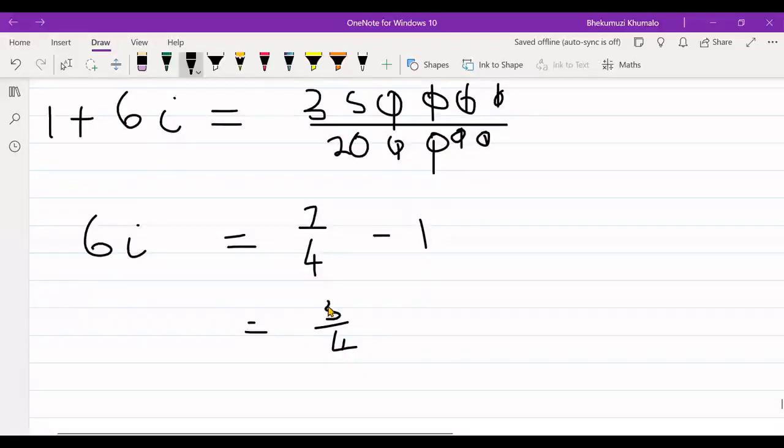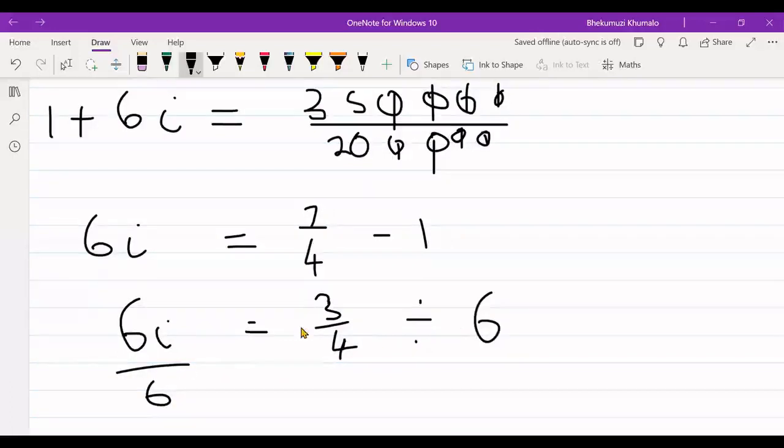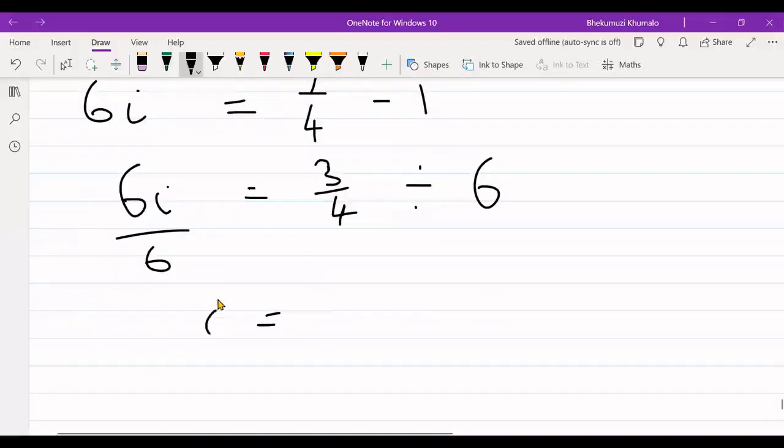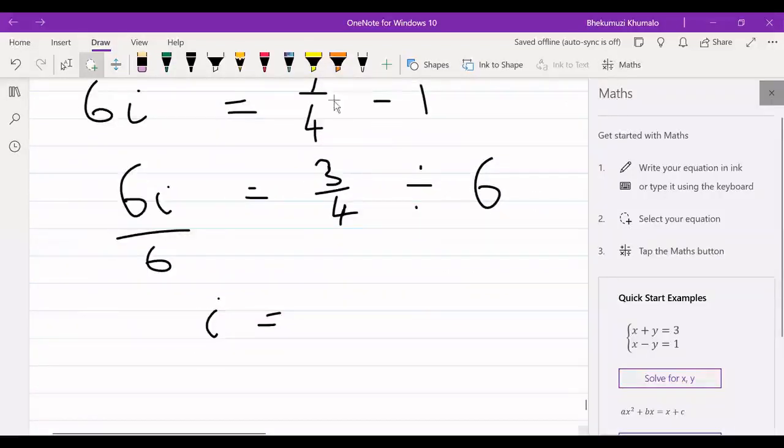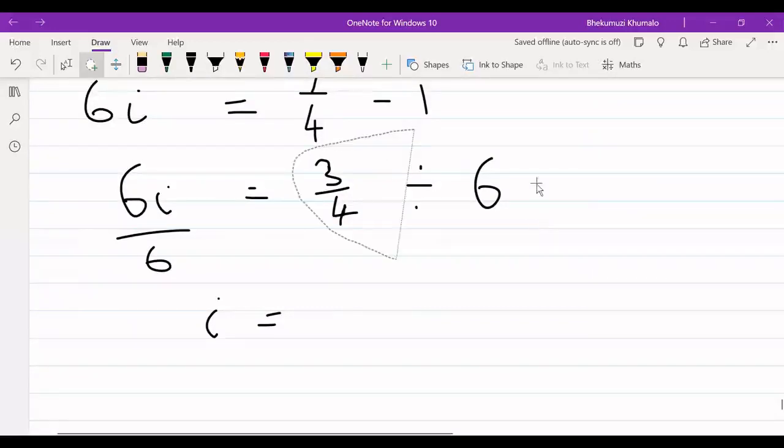All right. And then that's 6I, so we divide this by 6. And so our I would become what? So what is our I? I've simplified it to the furthest point. Now I'm just a bit tired, but yeah, so let's get the answer there.